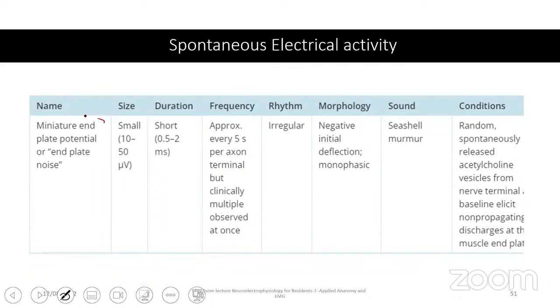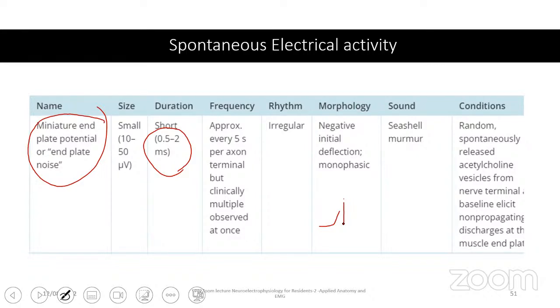Miniature end plate potential, end plate noise. Small, 10 to 50 microvolts. Duration, 2 milliseconds. Approximately every 5 seconds per axon terminal, but clinically multiple are observed at once. There can be multiple miniature potentials, with a regular rhythm. The initial deflection is negative, and it sounds like a seashell murmur. It is from random spontaneously released acetylcholine vesicles from the nerve terminal.